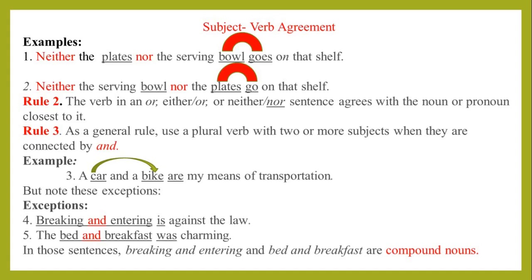As you can observe in the example 4, breaking and entering is against the law. So here the two subjects, breaking and entering, are used, but the verb is singular. In the fifth example, the bed and breakfast was charming. Here also two subjects and the verb is singular because breaking and entering, bed and breakfast are compound nouns. So we use a singular verb with compound nouns.